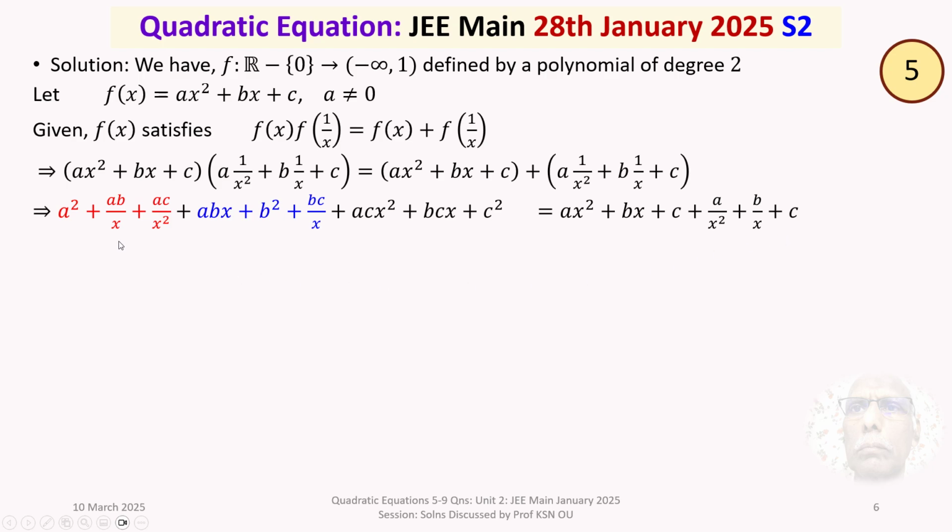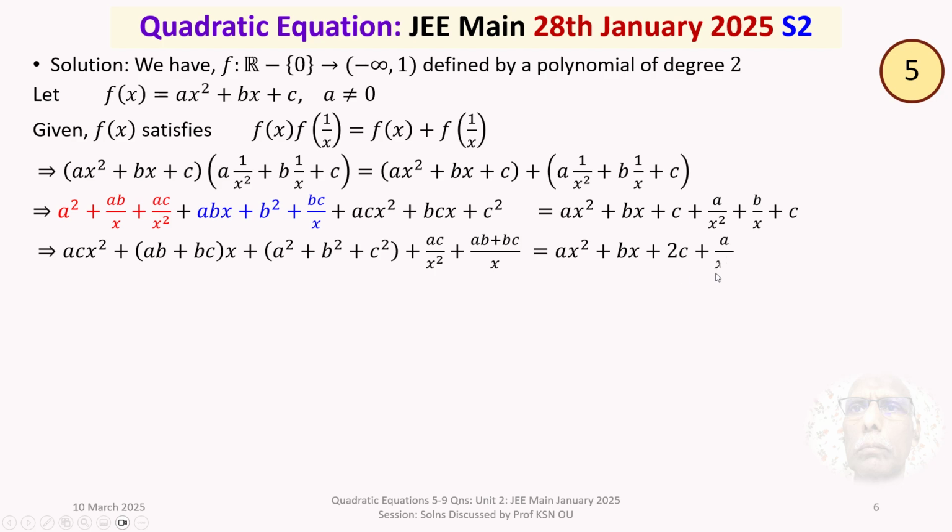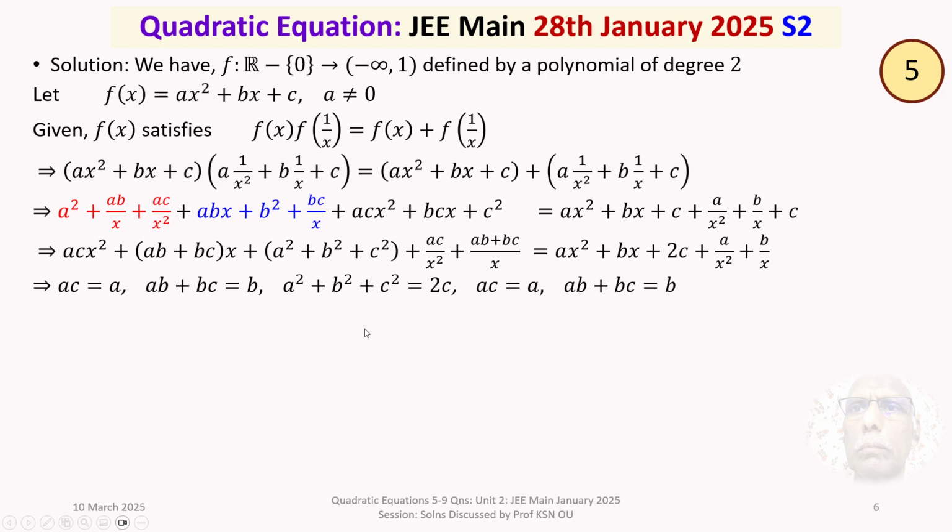Now collect the coefficients of x square plus the coefficient of x plus constant on left hand side, so also in right hand side. This is what we get. On the left hand side, the coefficient of x square is AC. On the right hand side, the coefficient of x square is A. Therefore, equating the coefficients of like terms, we get AC is equal to A. The coefficient of x, AB plus BC, must be equal to B. And the constant term, A square plus B square plus C square is equal to 2C. And the coefficient of 1 by x square, AC, is equal to A. The coefficient of 1 by x, AB plus BC, is equal to B. So this is what we get after equating the coefficients of the like terms.